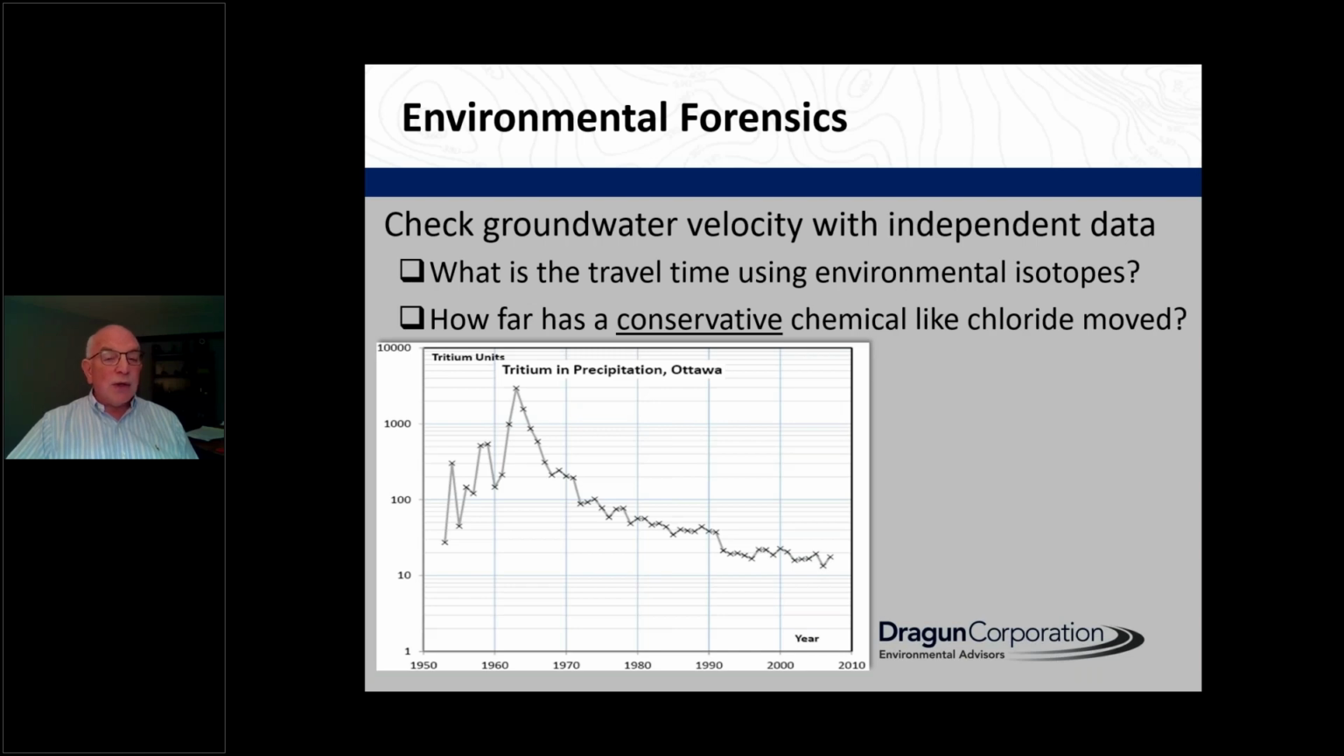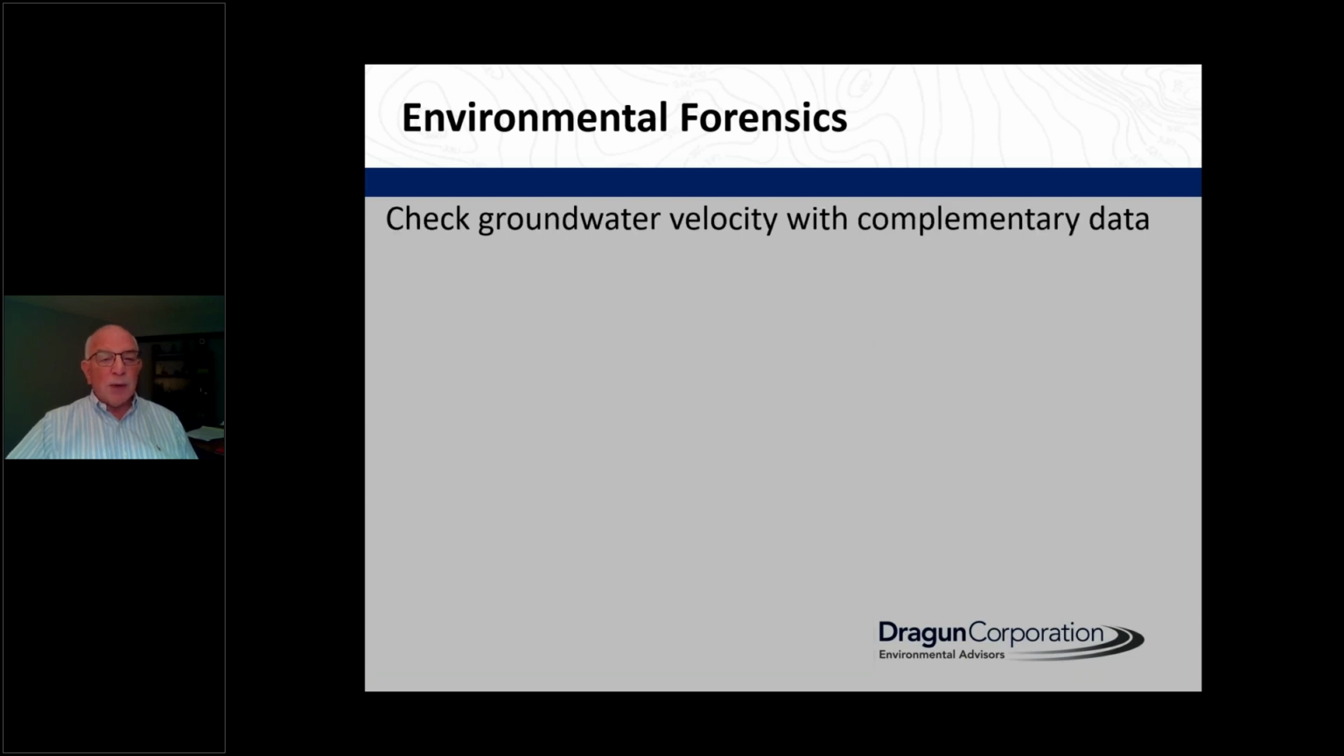So you can figure out a velocity based on, say, chloride movement if you know when a landfill was initially constructed. How far did the chloride from that landfill move? So that's independent data. You can also use complementary data.